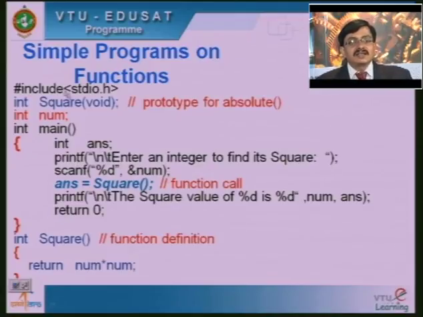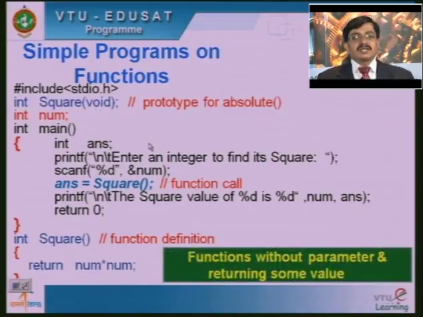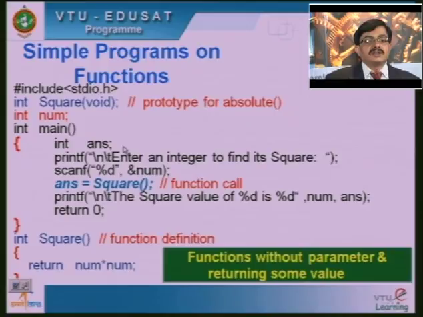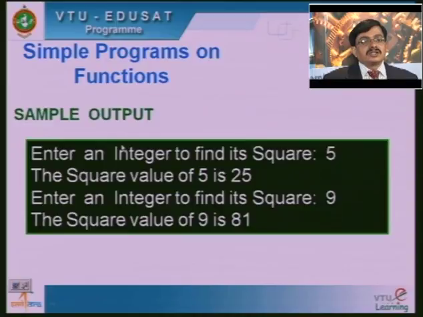Here we can see that square is a function which does not take any parameter, and its return type is integer. So this is the case of a function without parameters returning some value. The output of this code is: enter an integer to find its square. If I enter 5, the square value of 5 is 25. Similarly, when I enter 9, the square of 9 I get here is 81. This is how we can program.